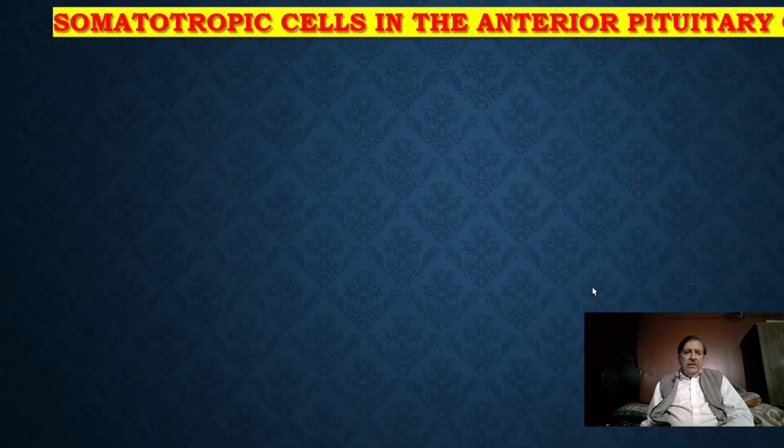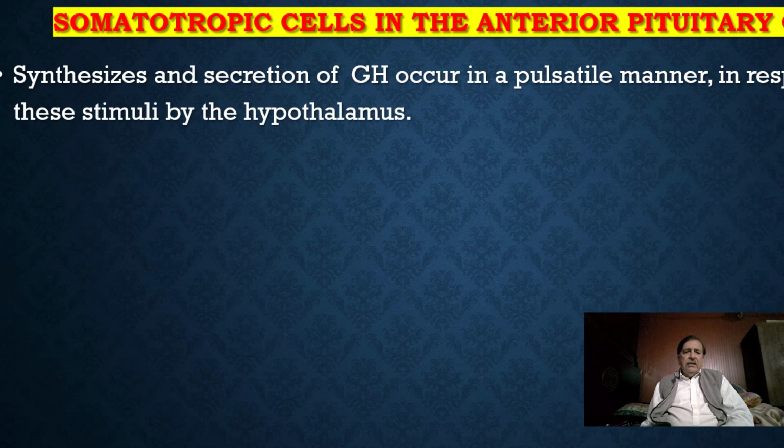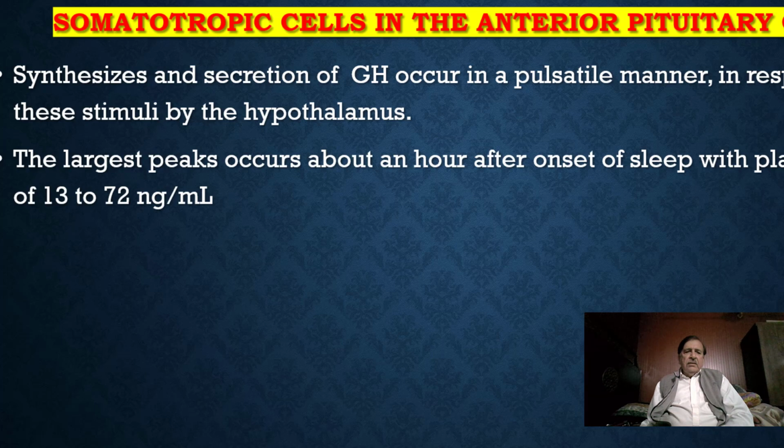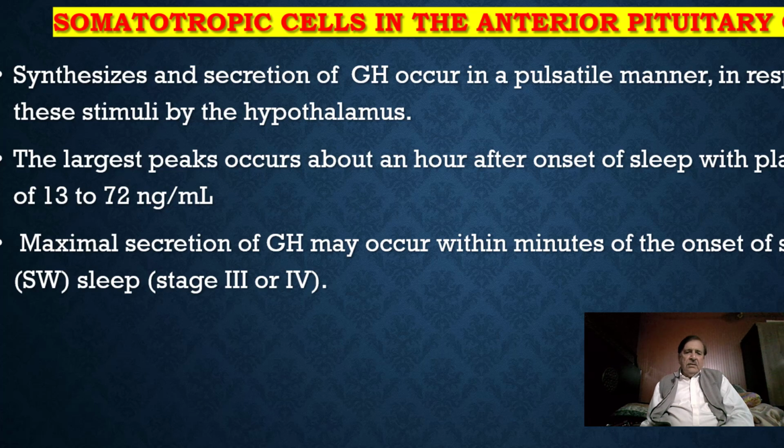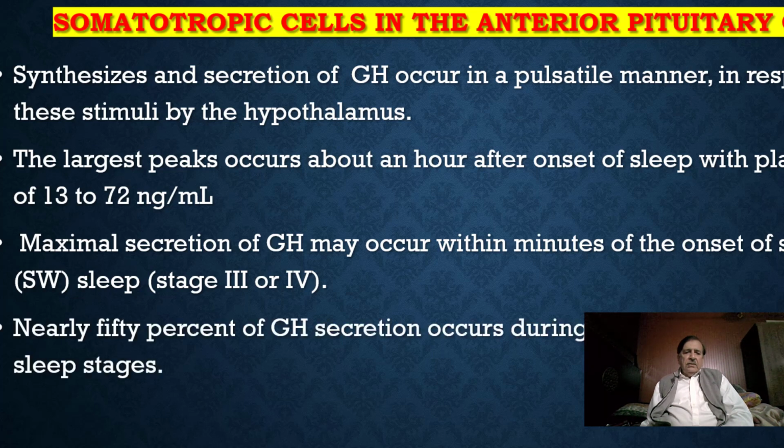Somatotropic cells in the anterior pituitary gland synthesize and secrete growth hormone in a pulsatile manner in response to these stimuli by the hypothalamus. The largest peak occurs about an hour after onset of sleep with a plasma level of 13 to 72 nanogram per milliliter. Maximal secretion may occur within minutes of the onset of slow wave sleep stage 3 and 4. Nearly 50% of growth hormone secretion occurs during the third and fourth non-rapid eye movement sleep stages.